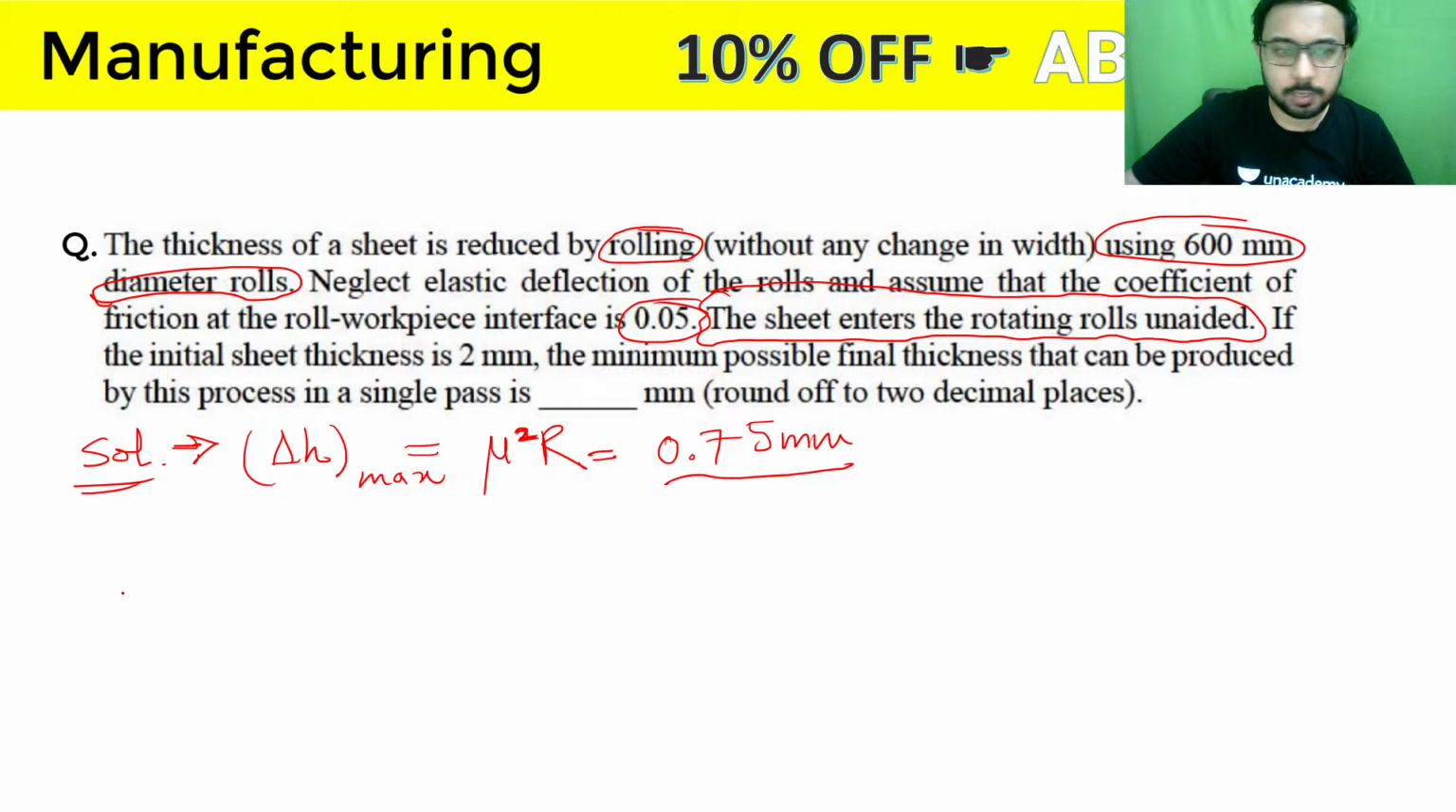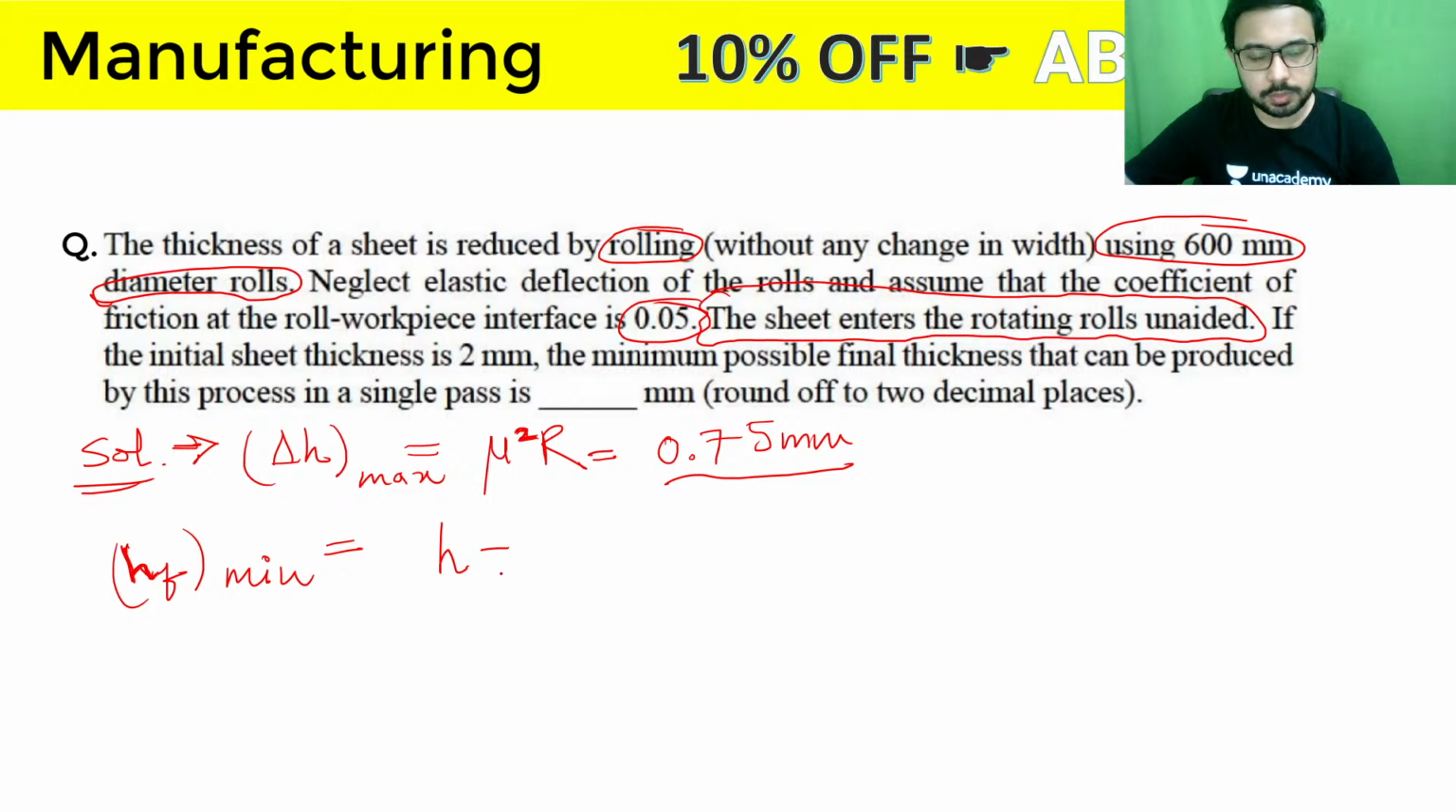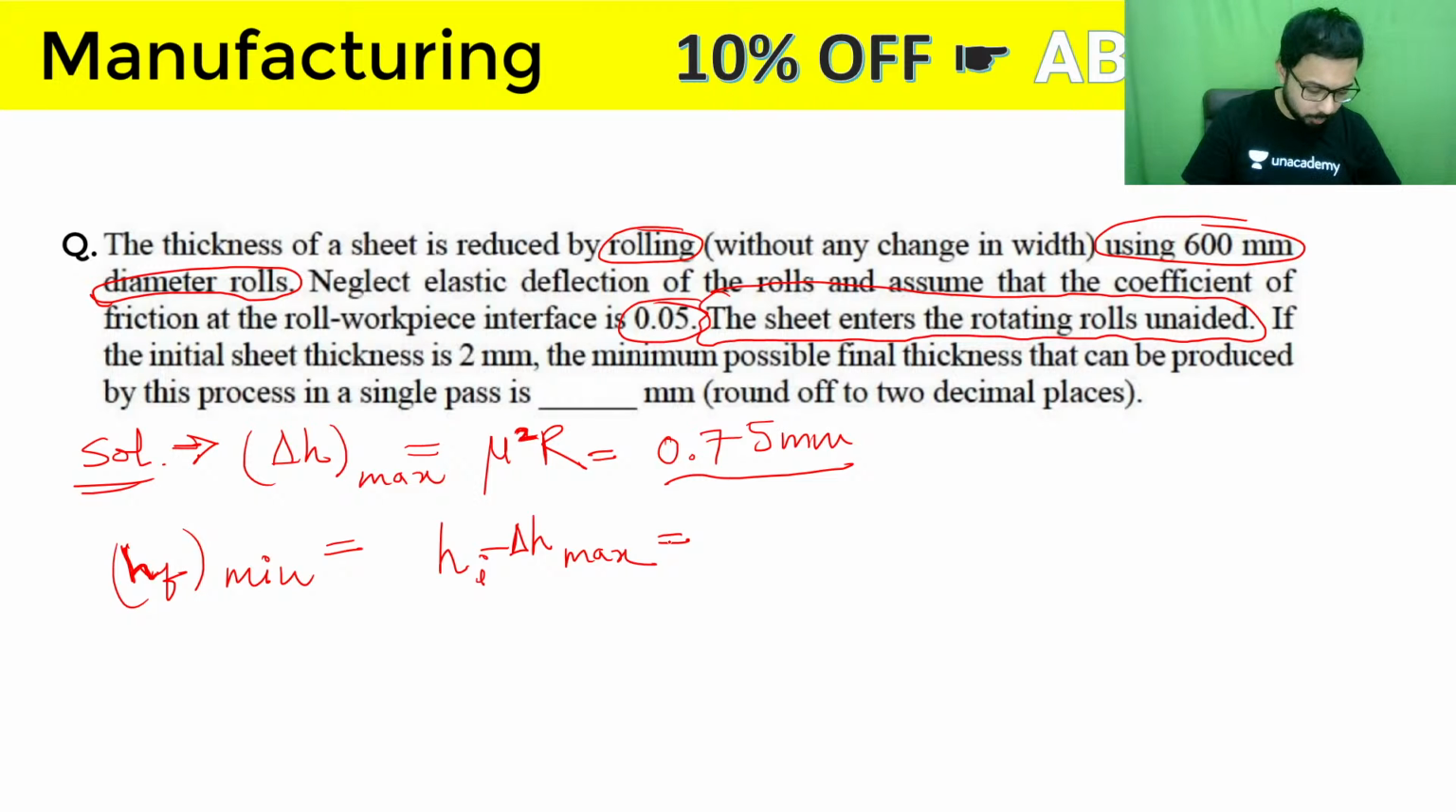So minimum possible final thickness. So H_f minimum will be H initial minus delta H maximum. So it will be coming out as 1.25. The minimum possible thickness that can be produced is coming out as 1 point.